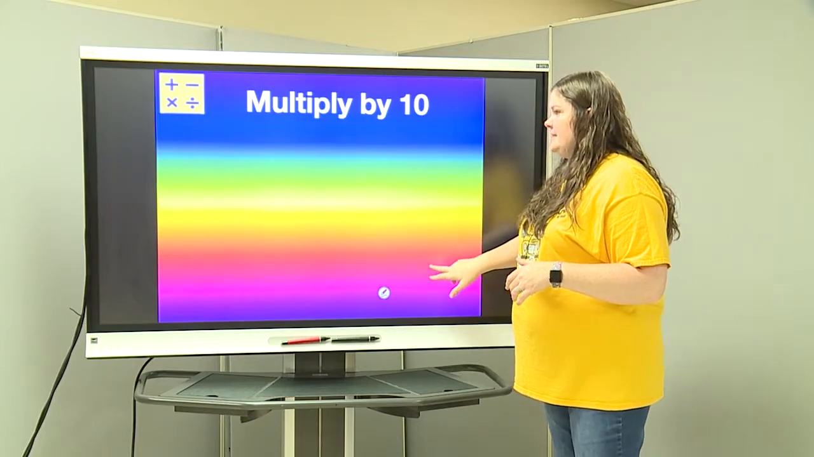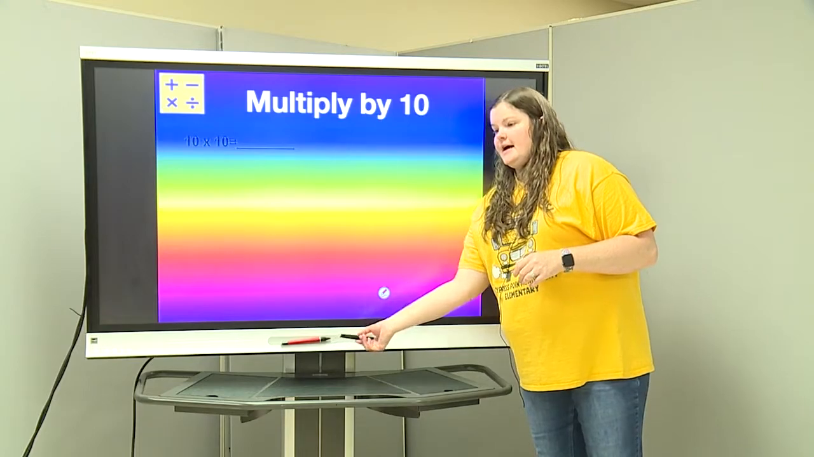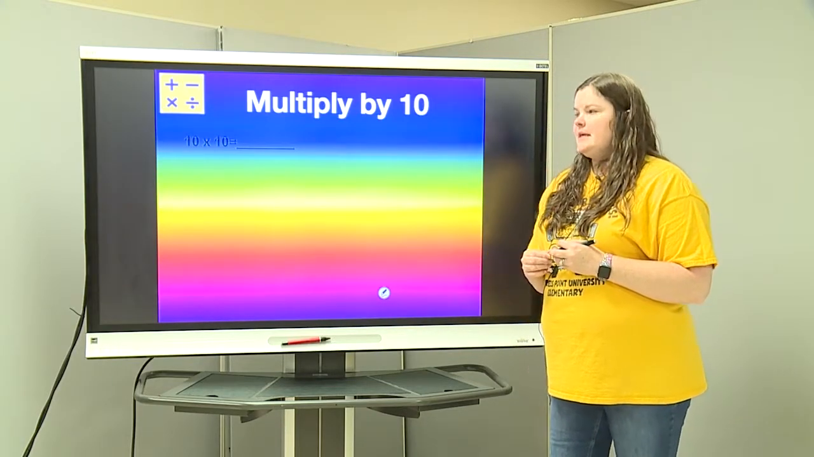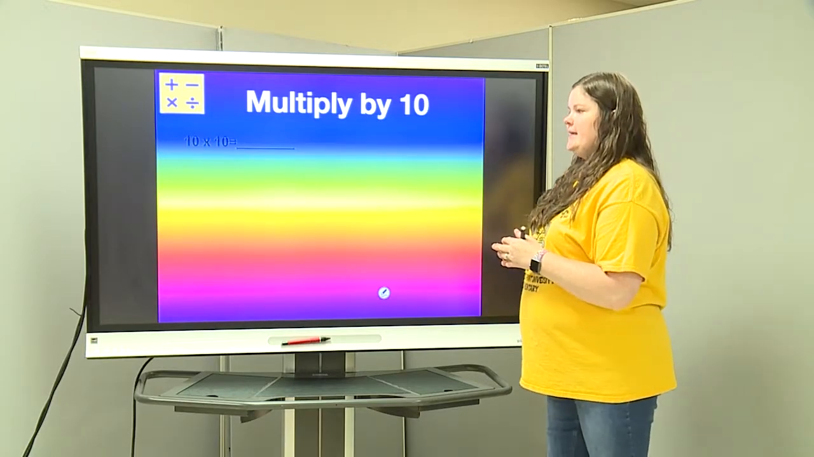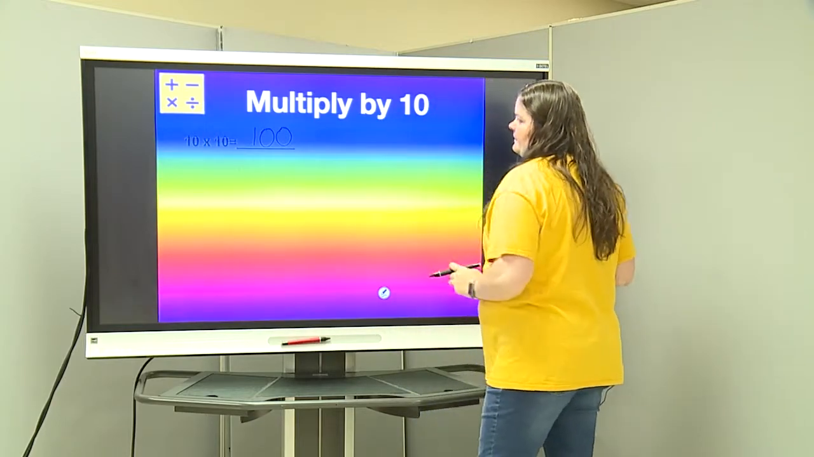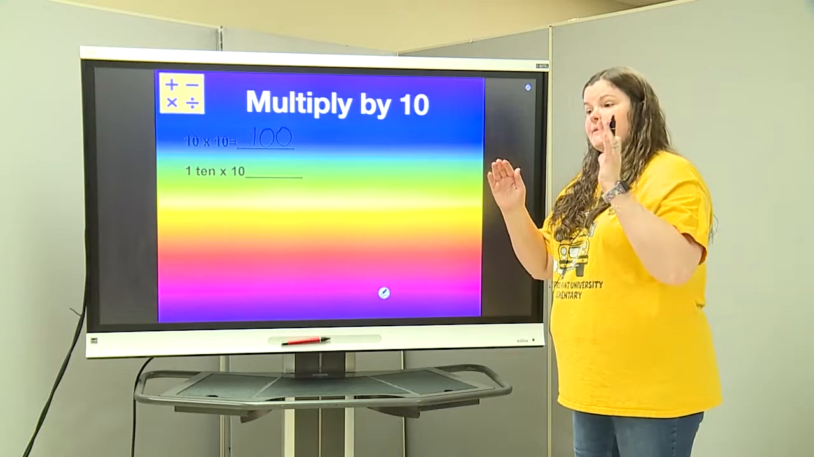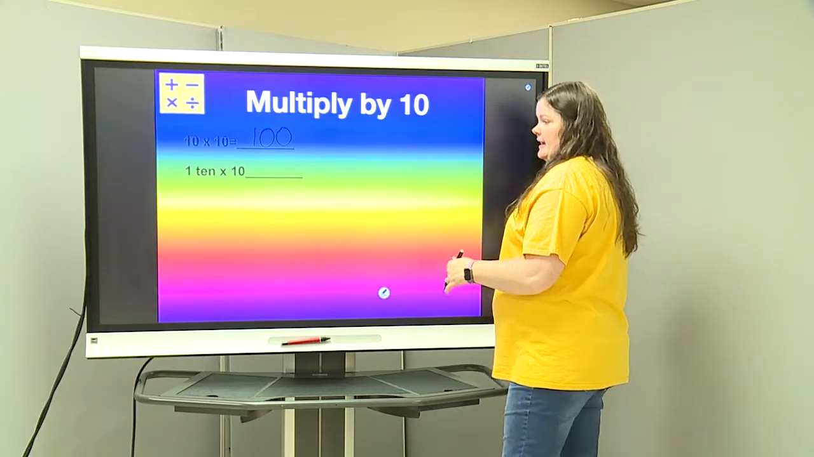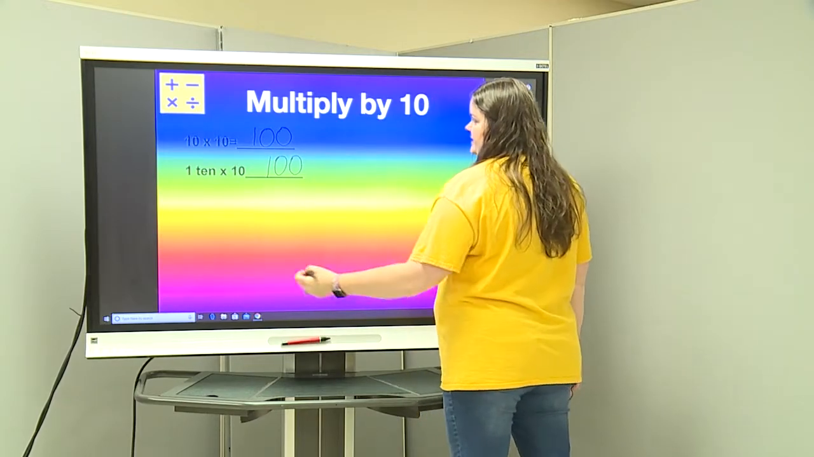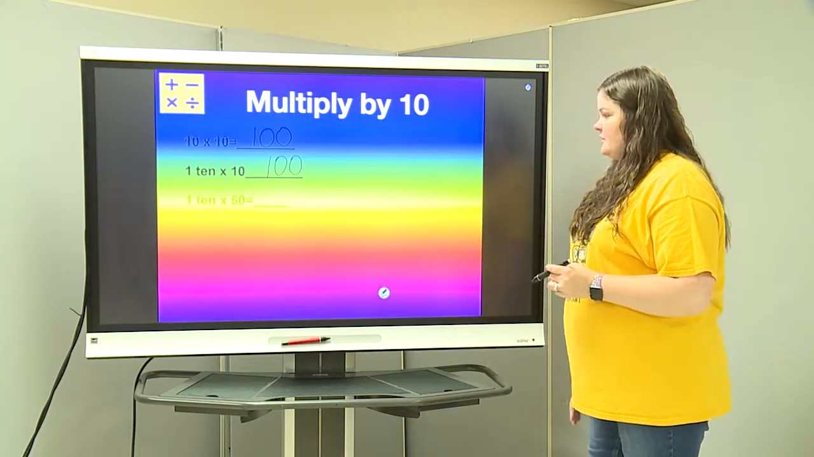All right, let's move into our fluency. All right, 10 times 10 equals blank. Let's think about our multiplication facts. 10 times 10 equals 100. All right, let's move into some unit form. 1 ten times 1 ten equals also 100, because this is still the same thing as 10 times 10 equals 100.